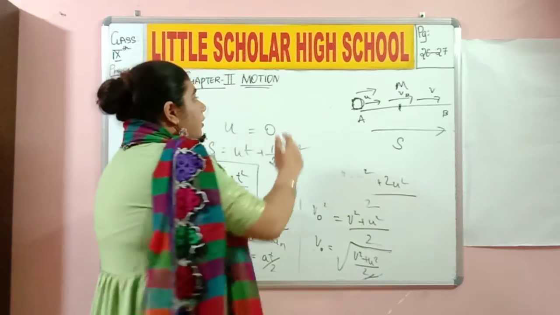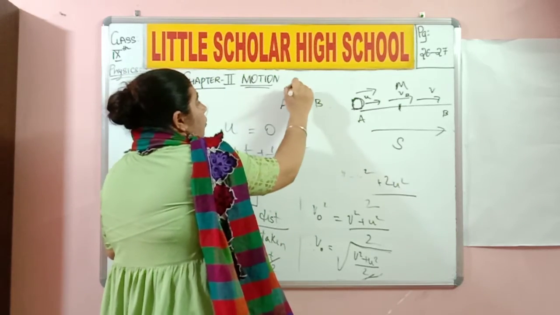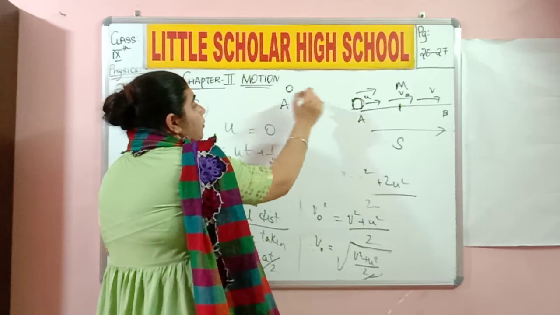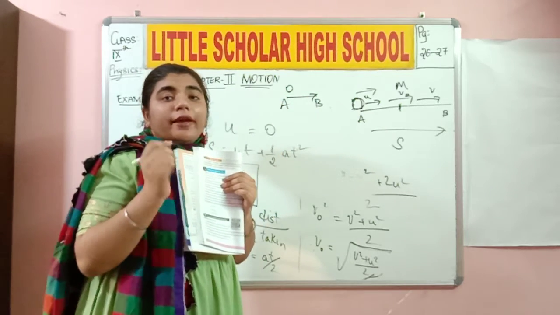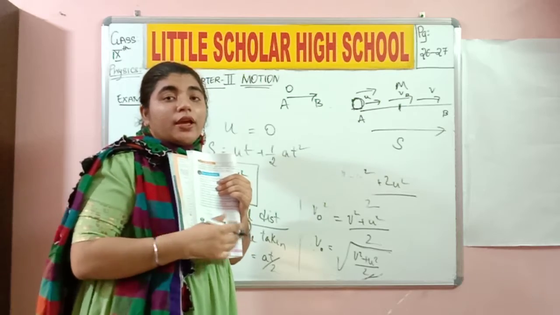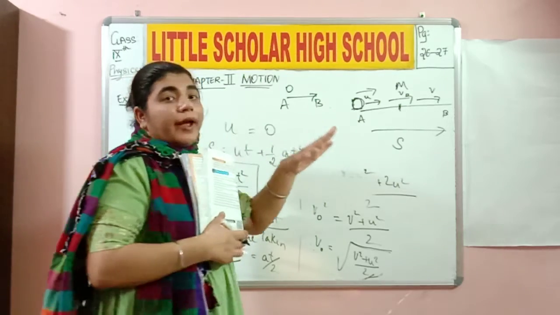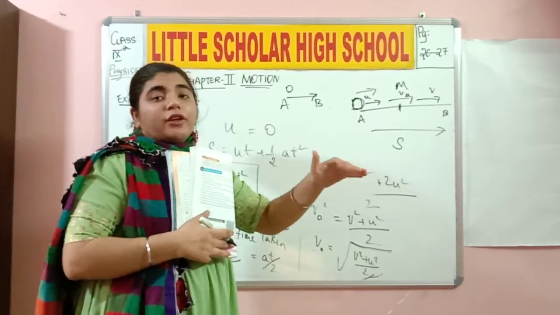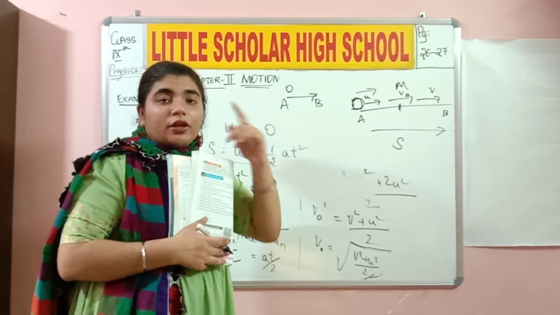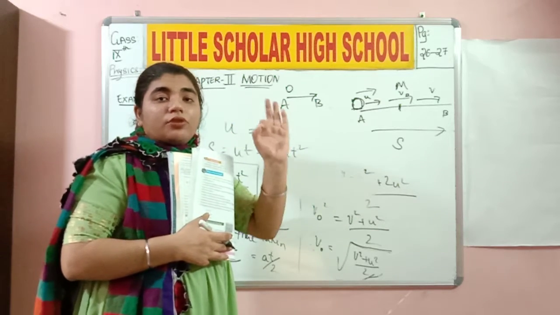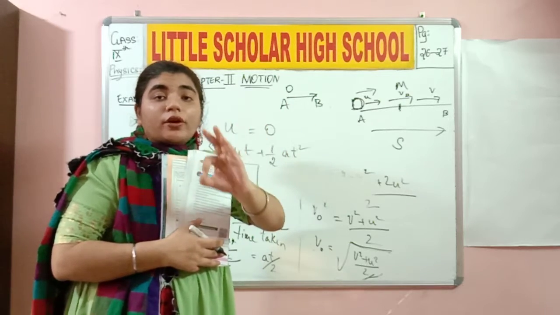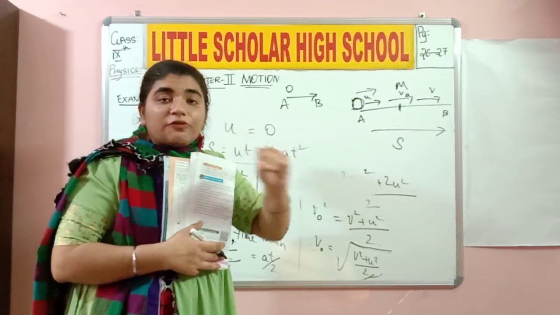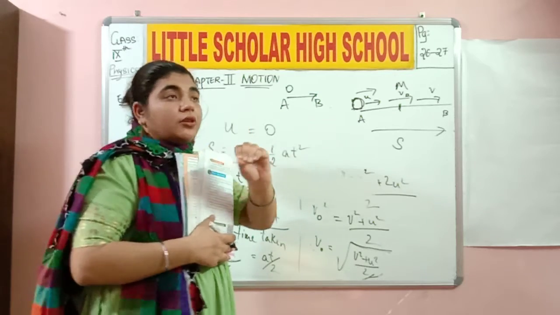I am telling object O to move from A to B in a straight line. I am specifying the direction. This means I am talking about displacement. Okay, the speed traveled by a body in a specified direction will be called velocity. Do you understand? Speed traveled by a body is distance, but the speed traveled by a body in a specified direction is called velocity.